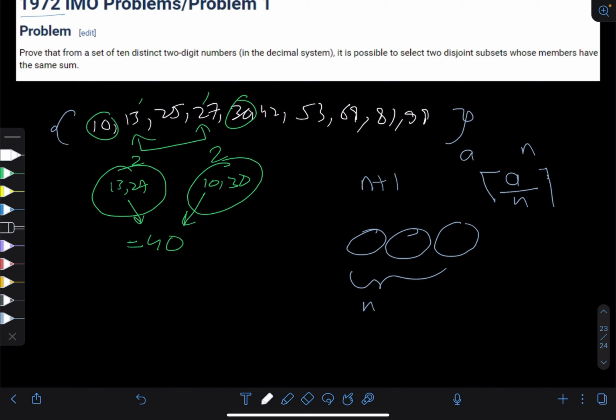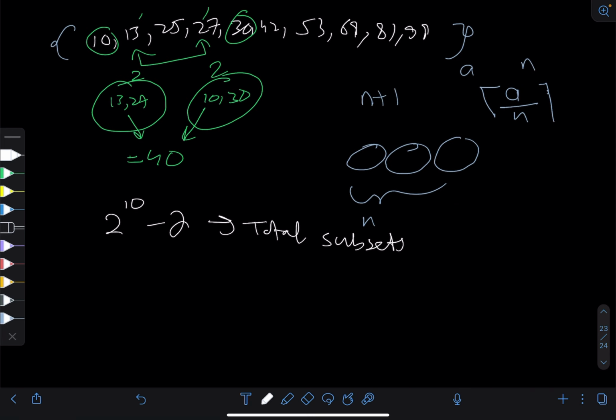So what we can first work towards is calculating how many distinct subsets there are. Once we have estimated that, we can check how many different sums there can be and so on. If we have a set of 10 numbers, then we can have 2 to the power 10 minus 2 total number of subsets, right? 2 to the power 10 because you have 10 numbers, and for every number you have two choices, whether you include that number or not.